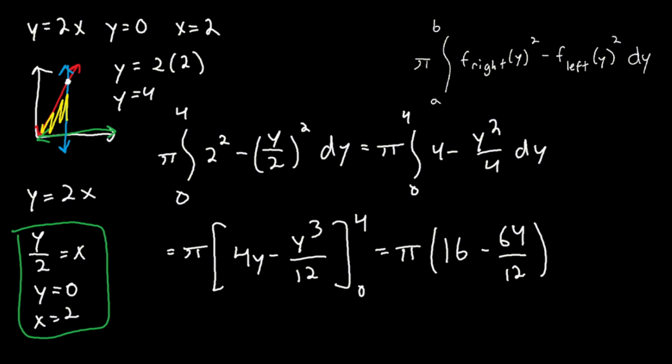Now, if you wanted to simplify this fraction, then it would be 16 over 3. So, therefore, this is the volume of revolution about the y-axis. So really, the only difference is that your functions are isolated now with respect to y. You just need to isolate x.